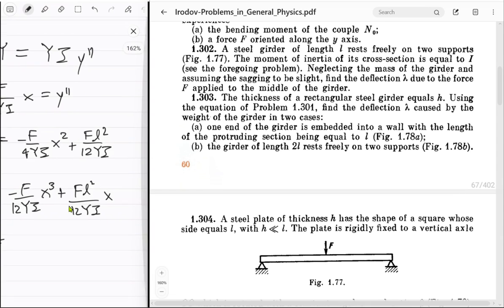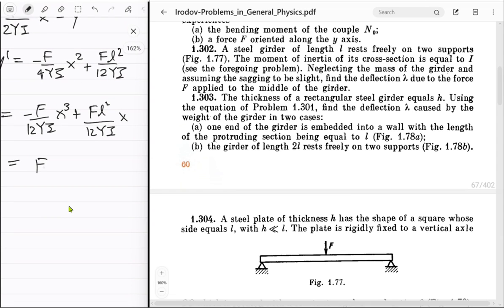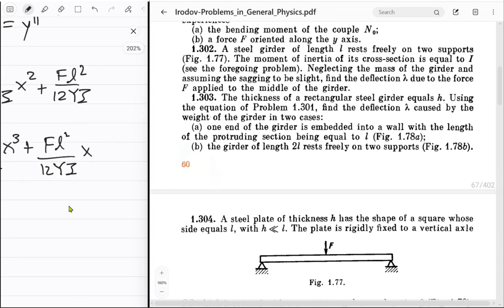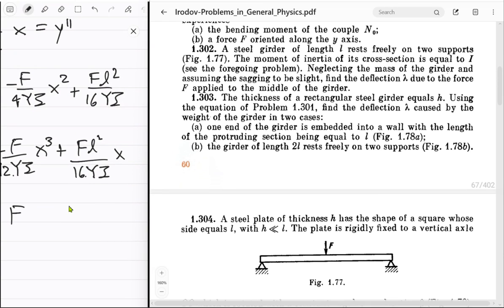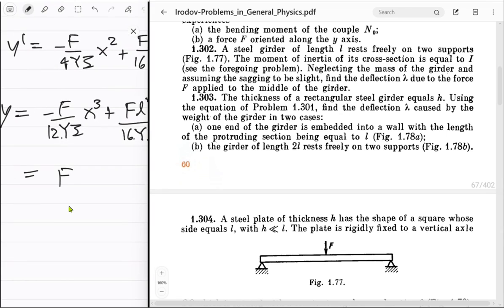Factor out some stuff first of all. Wow, somehow this matched. Interesting. Are we sure it's supposed to match? Why is it 12 over there? Oh, it should be 16. It should be 16 over here. Yeah, so that at x equal to L upon 2, it's going to be 0. Right, now it is going to work out. There you go. That's the whole thing.